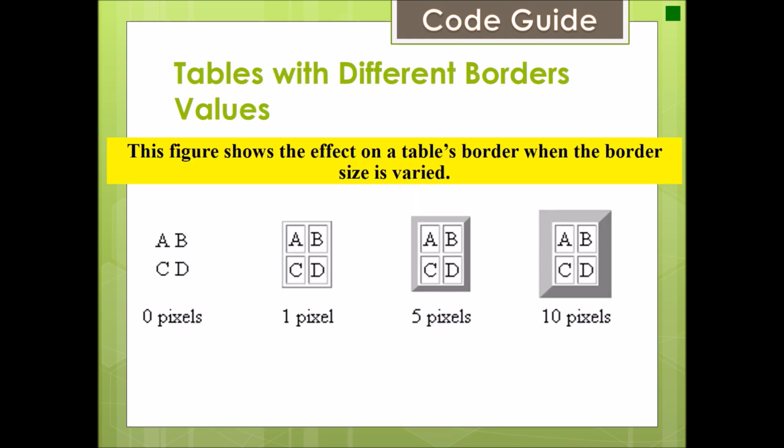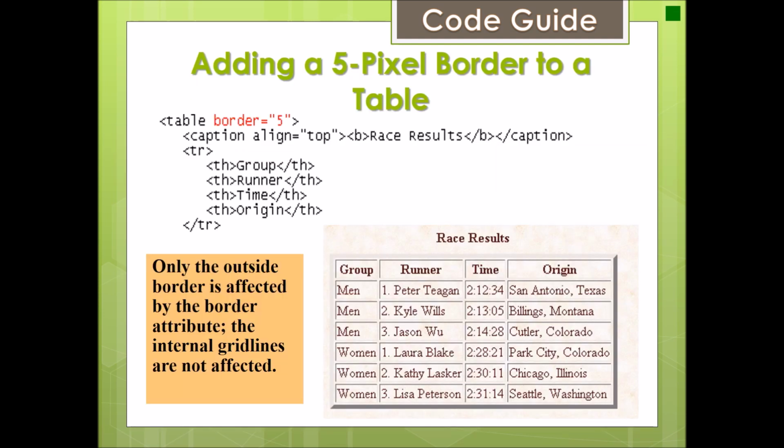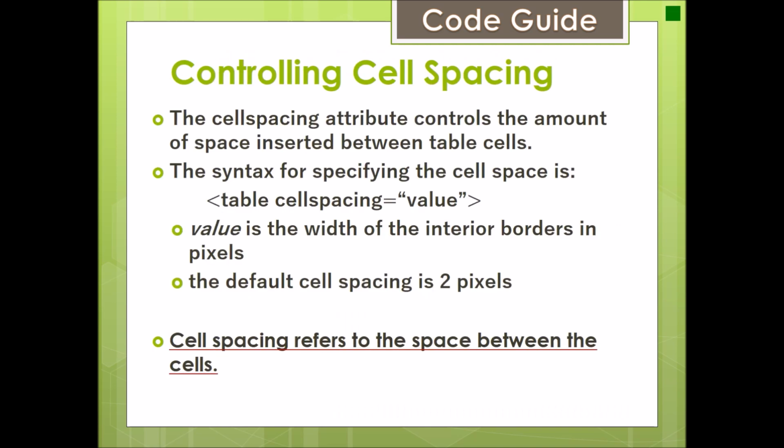Now this table displays the different border values. This is 0 pixel. You can see no border appears outside the table. You can see the effect of 1 pixel, 5 pixel and 10 pixel on a table border. Adding a 5 pixel border, here it is mentioned border equal to 5, and the caption above, race result, is the caption of the table. If you see, only the outside border is affected by the border attribute, not the internal grid lines.